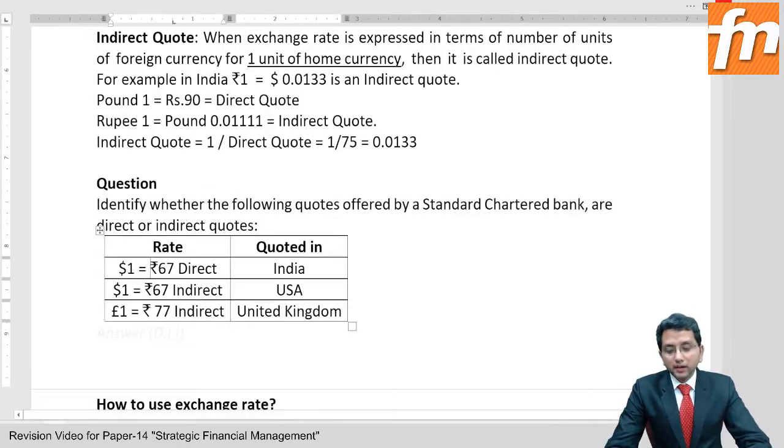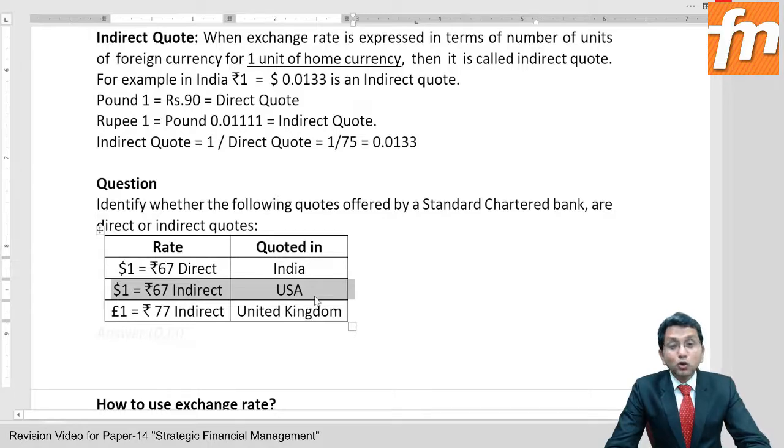Right. The first one. This is $1 equal to rupees 67. And this code is there in India. I have already written the answer for your convenience. This code is in India. So dollar is a foreign currency and this is 1 unit of foreign currency for number of units of home currency. That's why this is the direct code.